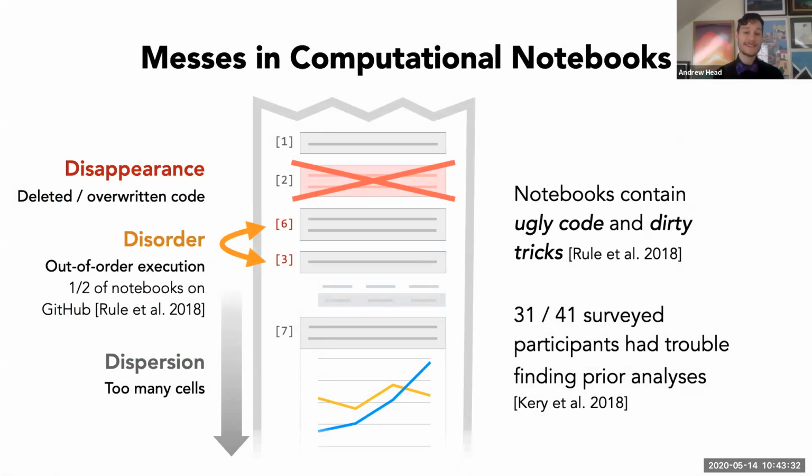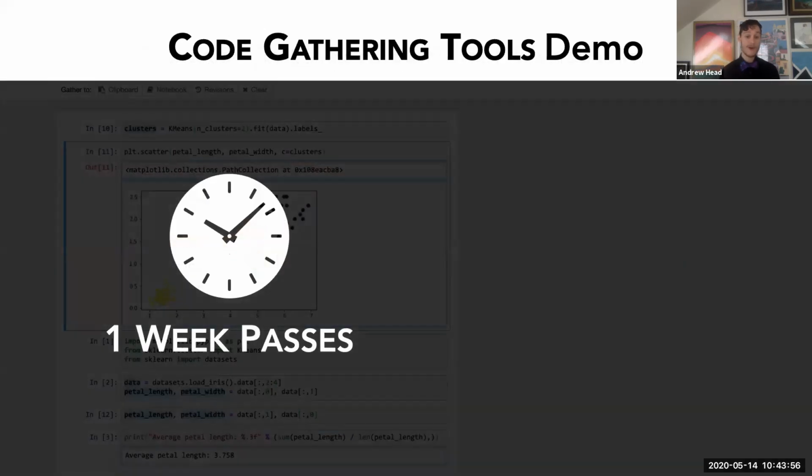We call the types of messes that arise in computational notebooks disappearance of code, disorder of code, and dispersion of code. Over the course of the last few years at CHI and other conferences in human-computer interaction, it's been well documented that notebooks frequently become messy and hard to use as exploratory programming proceeds. So we designed code gathering tools as a type of distillation tool to help authors clean up their messy notebooks.